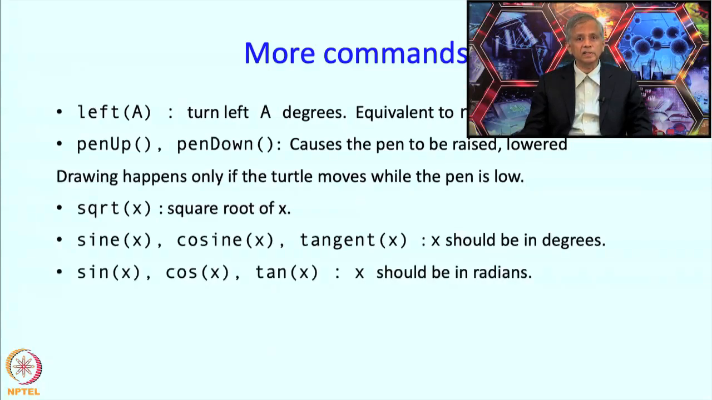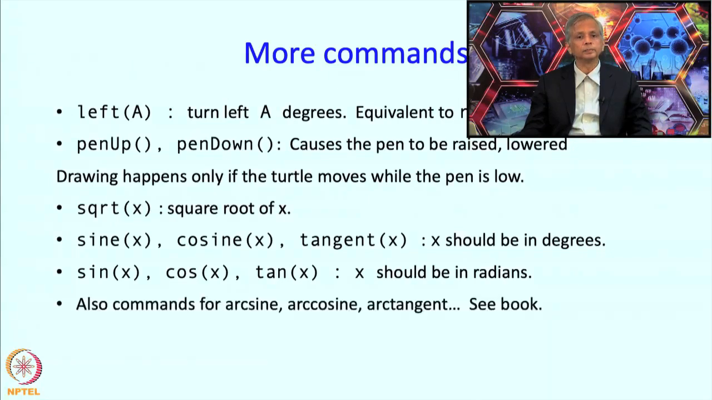In scientific computation, it is more customary to use radians. So actually the abbreviated forms are allowed. There also are commands for arc sine, arc cosine, and lots of useful mathematical functions. So for that, please see the book.